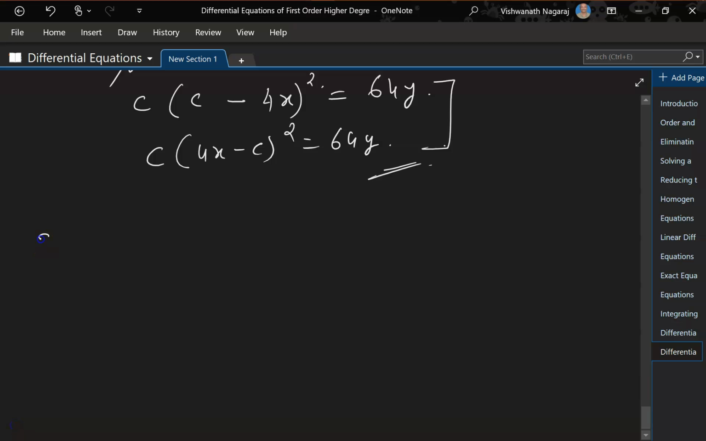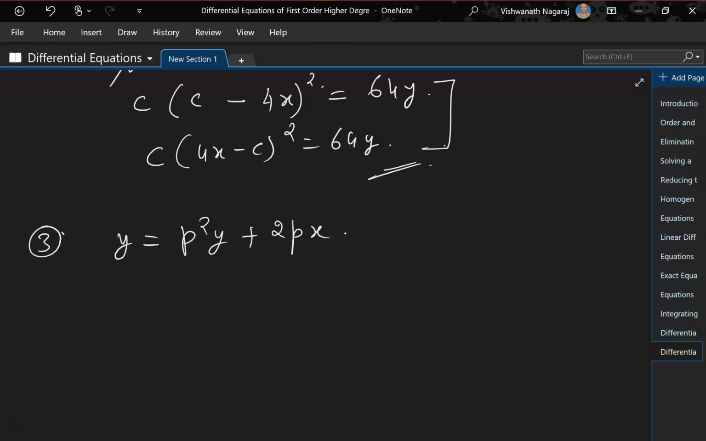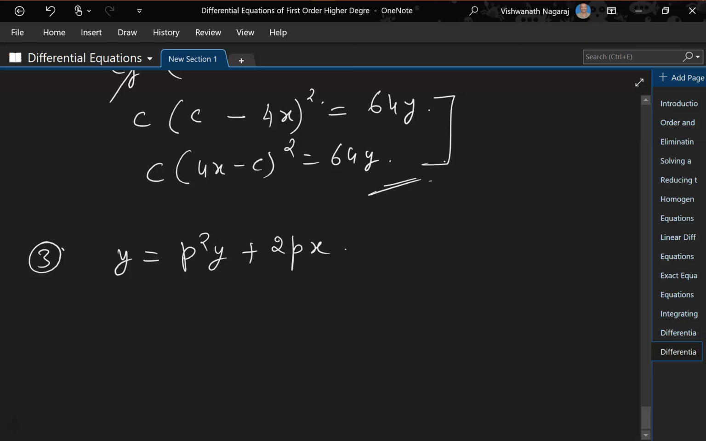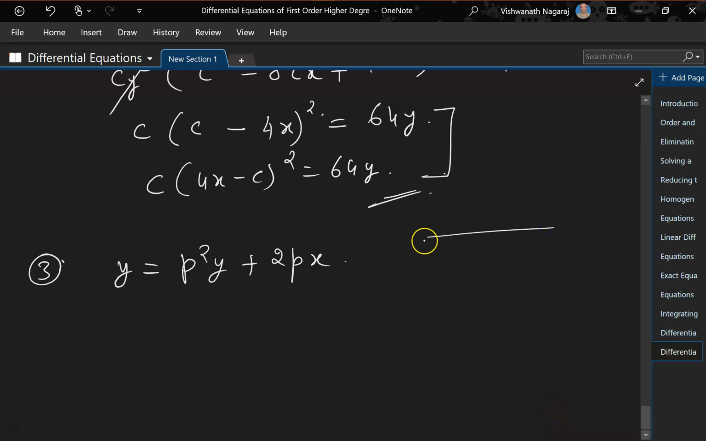Okay, let's very quickly do one more. Y is equal to p square y plus 2px. Now see, when we are solving these problems, we will just start solving it. But since here we are learning, we just now solved one problem. The first problem was what? First problem was y minus 2px plus yp square is equal to 0.